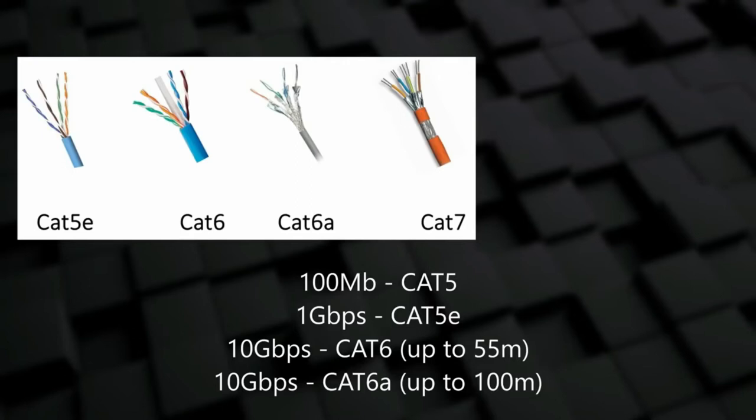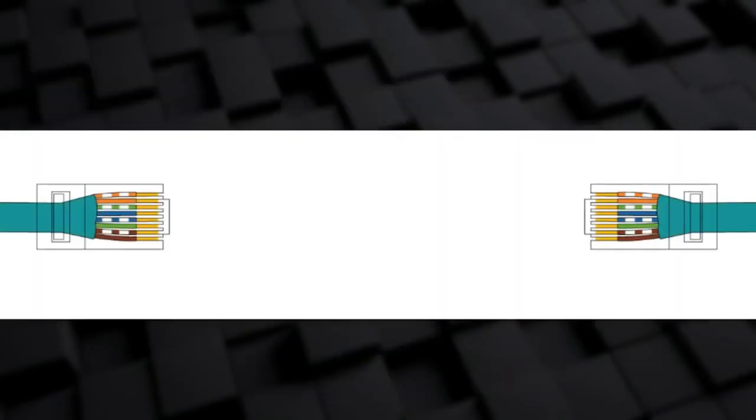Each newer standard is backward compatible with the older technology. For example, you can use a Cat7 cable on a 100 meg link. Your cable has a connector at both ends. This is called an RJ45 connector. This is the part that you connect to your network card or switch port.